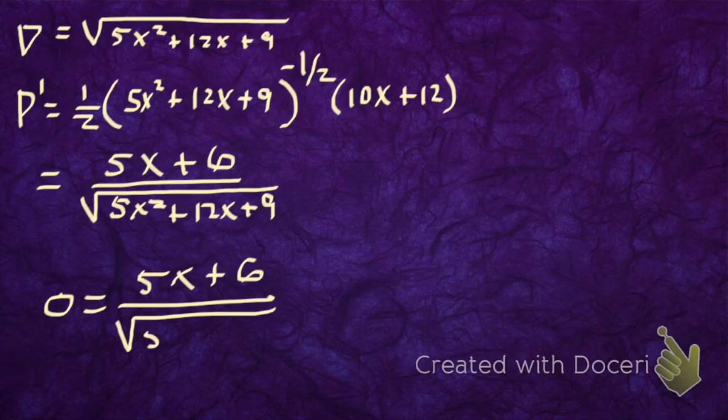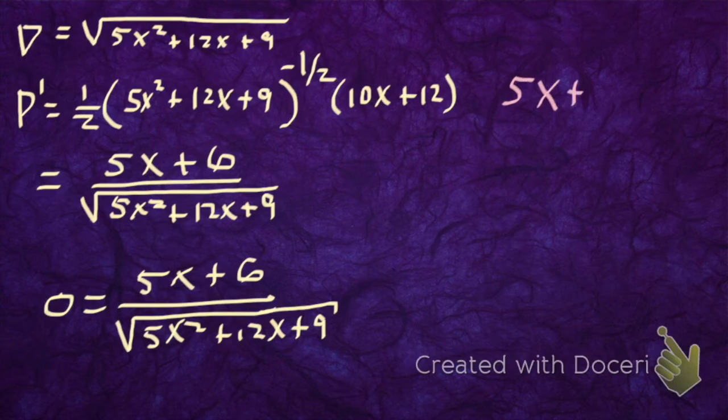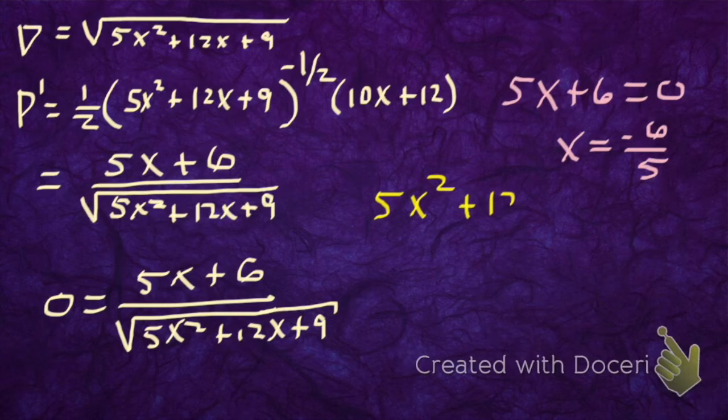To find the critical values, we set it equal to 0. But that fraction is only equal to 0 when the numerator is equal to 0. And you get critical values when the denominator is undefined. So we set the numerator equal to 0, and we solve for x, and we see that it's minus 6/5. We can get critical values from our denominator by setting it equal to 0. But it's only equal to 0 when the radicand is equal to 0. So you set that equal to 0 too.